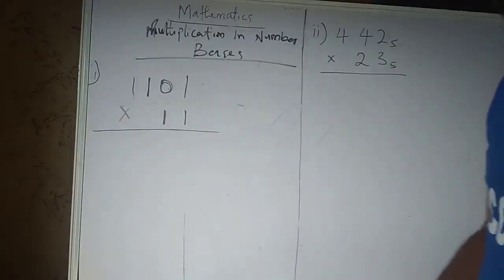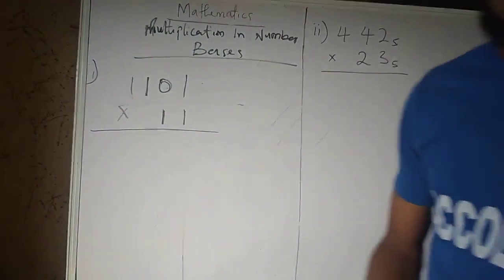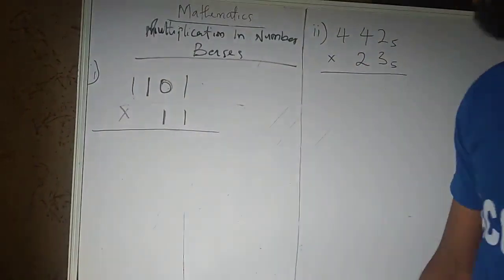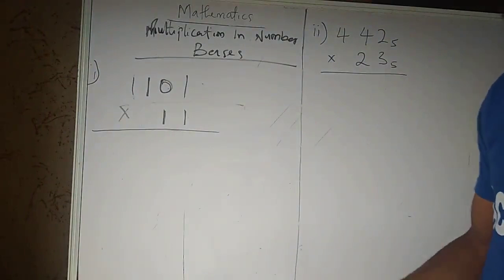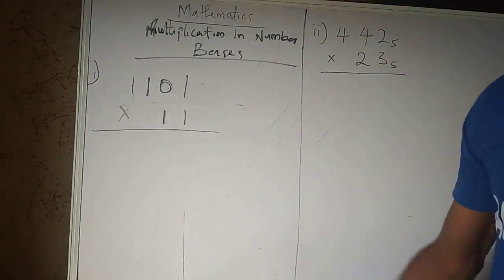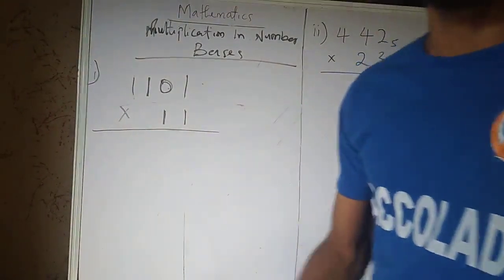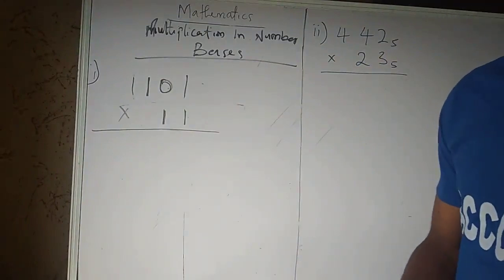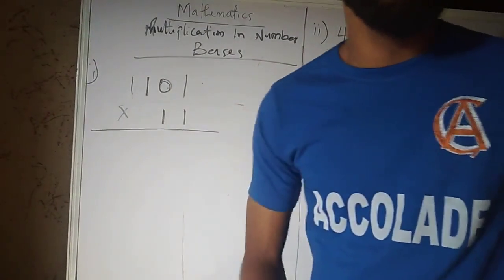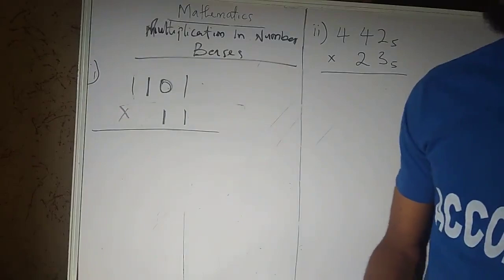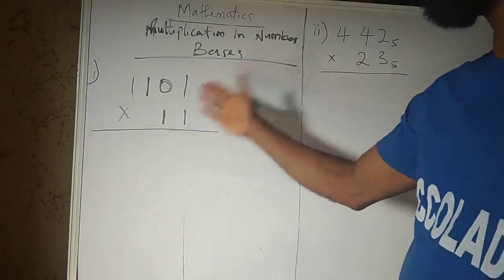Today we're going to do multiplication in number bases. We have done addition, we've done subtraction, and we do multiplication today. What you should have in mind is that multiplication in number bases is quite easy. It's not so much different from what you do when you multiply in base 10, when you multiply in other number bases.